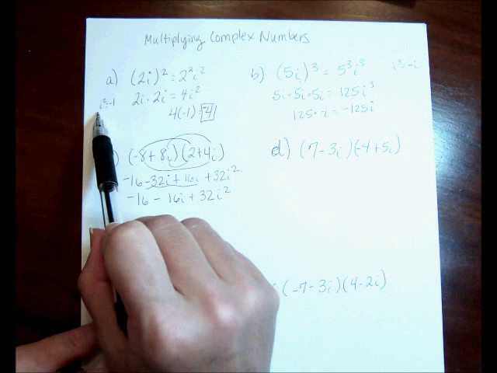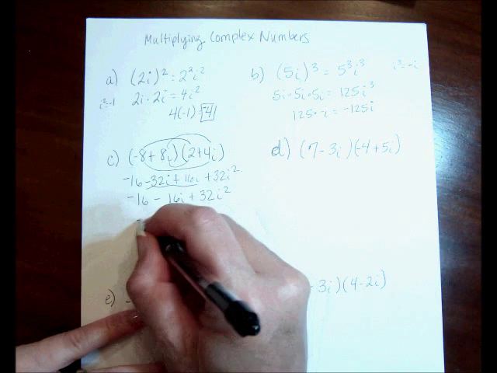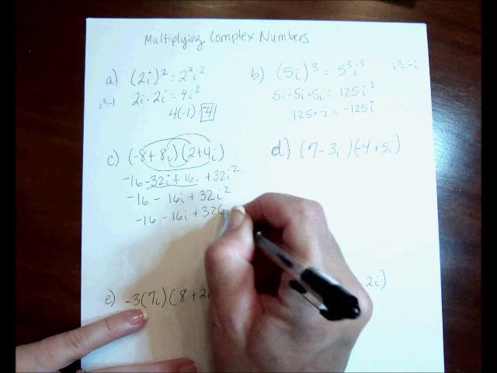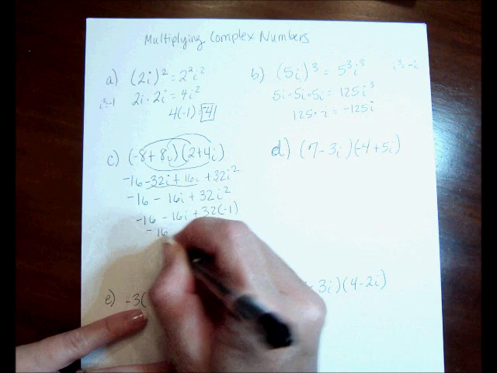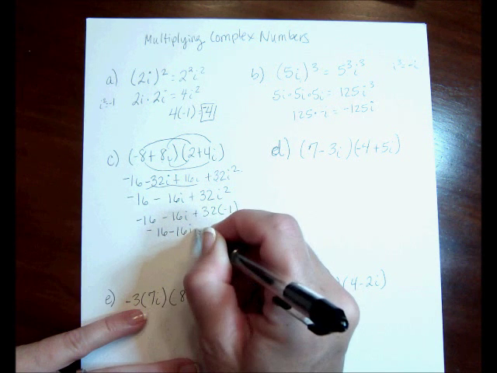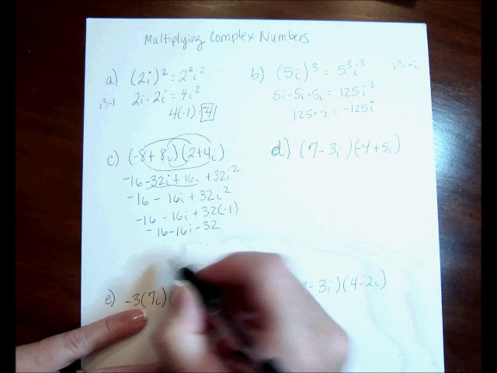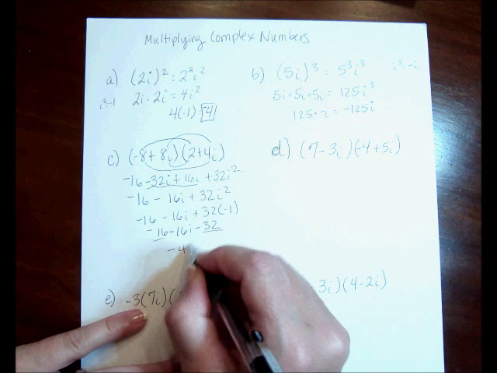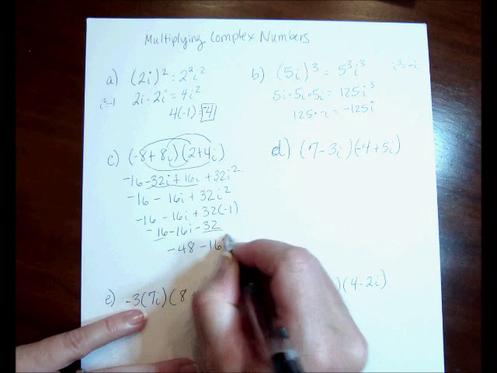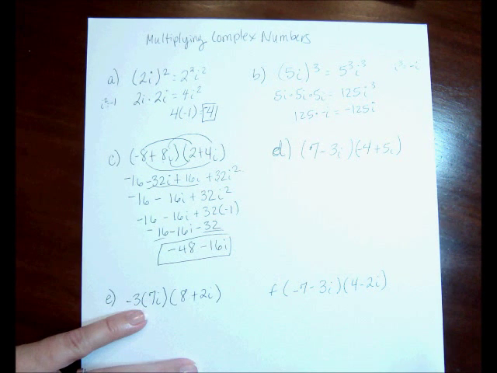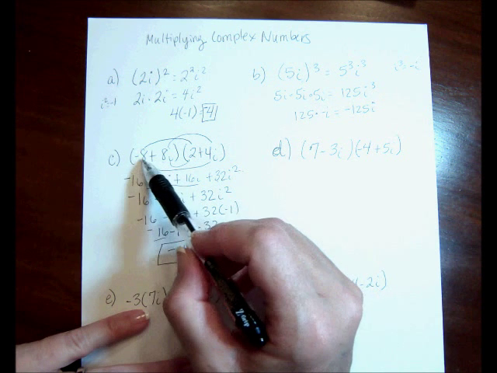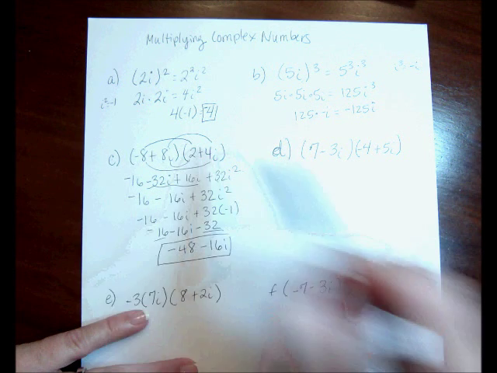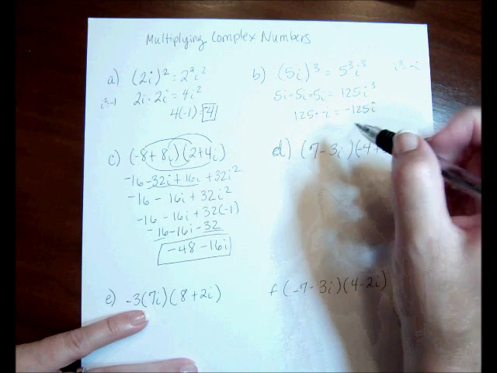And like we stated earlier, i squared is equal to -1. So I'm going to plug in -1 for i squared, and it becomes -16 minus 16i minus 32. And then I'm going to combine like terms, so that's -48 minus 16i. So that is my final answer. So basically, you're just making sure that you multiply each of the terms in the first parentheses by each of the terms in the second when you're multiplying or distributing out.